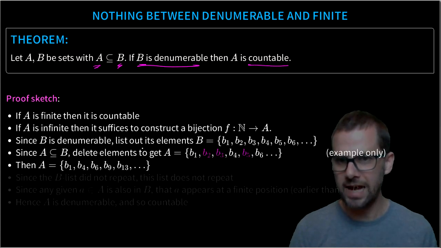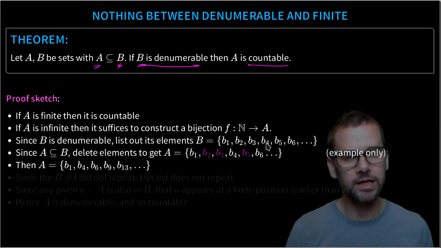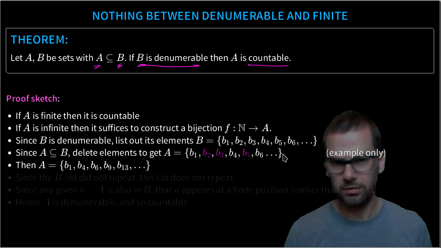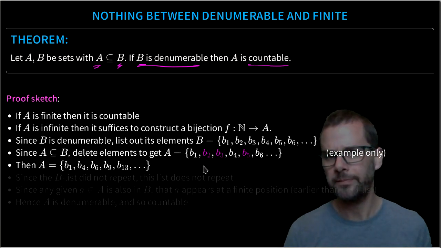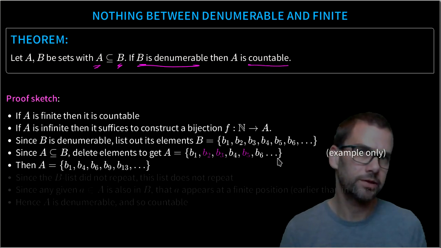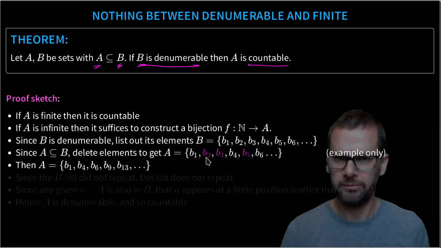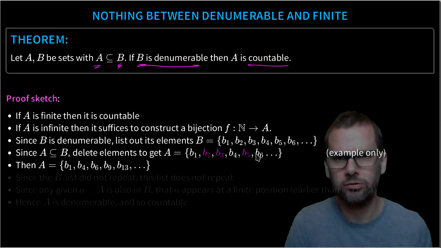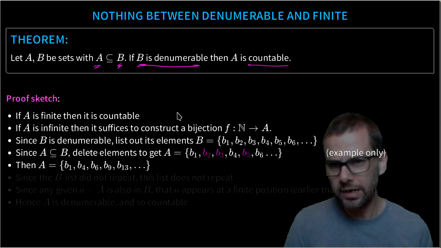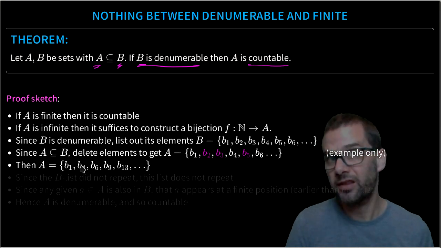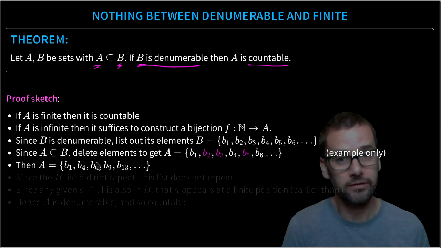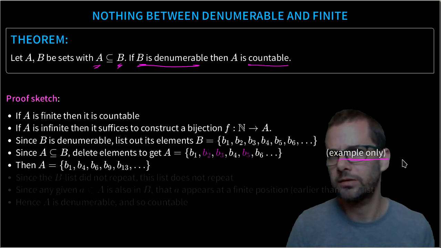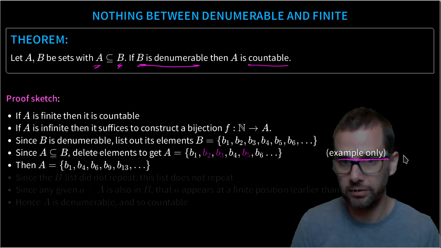Now, since A is a subset of B, we can just delete the things in this list that aren't in A. Just as an example, I've deleted b2, b3, and b5, because those things aren't in A. So I'm just going to cross them out from the list, and I get a new list for A, which is just the things that I didn't delete, namely b1, b4, b6, b9, b13, and so forth. Again, example only here. This isn't all sets A.